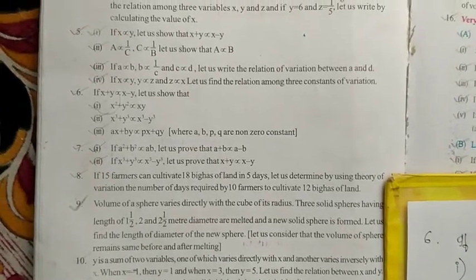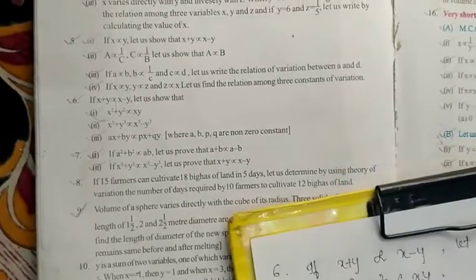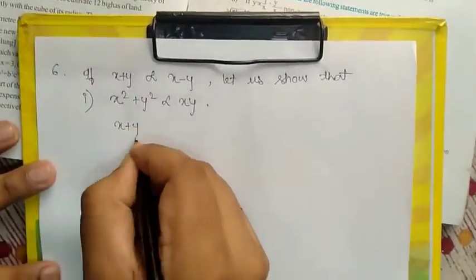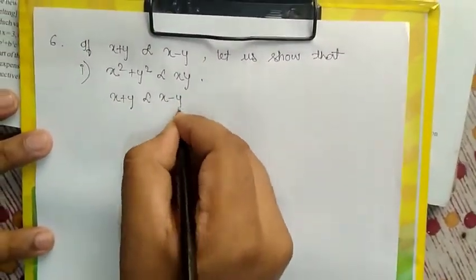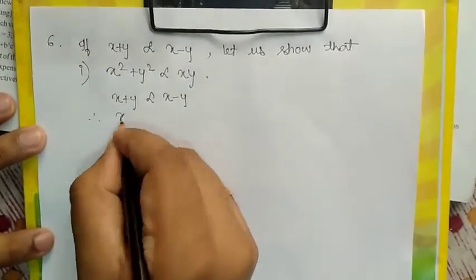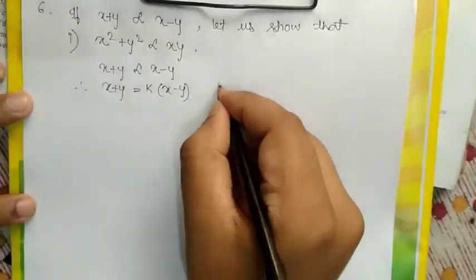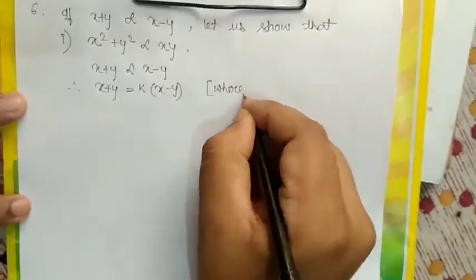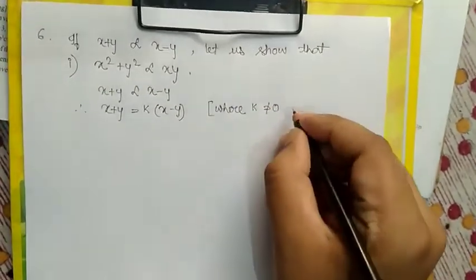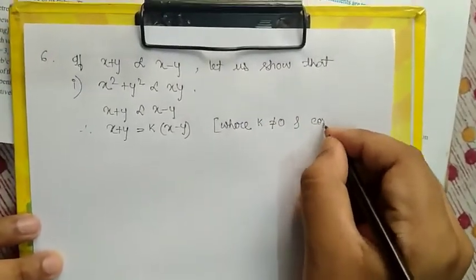This is sum number 6 part 1. If x plus y is in direct variation with x minus y, let us show that x square plus y square is in direct variation with xy. This is a very important sum. Now first of all, it is given that x plus y varies directly as x minus y. So therefore we can write x plus y equal to k times x minus y, where k not equal to 0 and is a constant of variation.